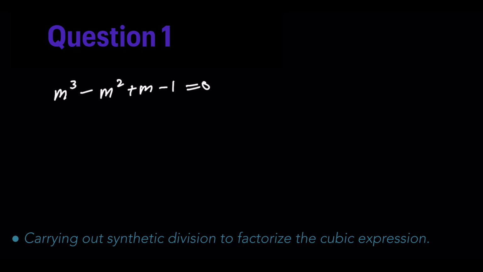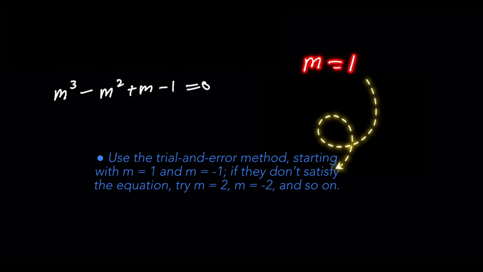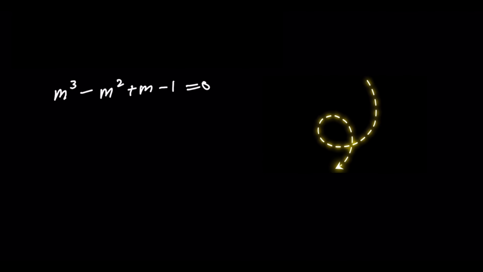To find the roots of this auxiliary equation, we'll be using the trial and error method, and we'll be testing if m is equal to 1 is a root. Now, substituting m equals 1, we get 1 cubed minus 1 squared plus 1 minus 1 equal to 0, which satisfies the given equation. So, it is confirmed that m equals 1 is a root of this equation. Thus, m minus 1 is a factor of this cubic expression.